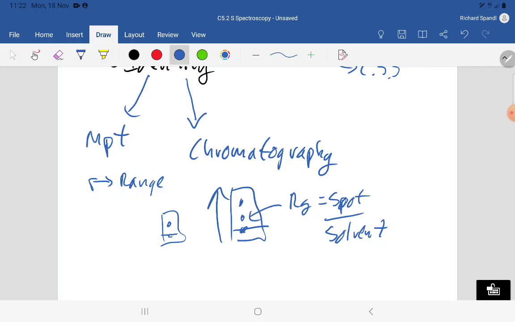So you can determine if a sample's pure, but you can also determine the identity of a sample by comparing the RF value to a database. We also discussed some problems with chromatography. Pause the video now and discuss some of the problems and solutions with chromatography being used to identify chemicals.